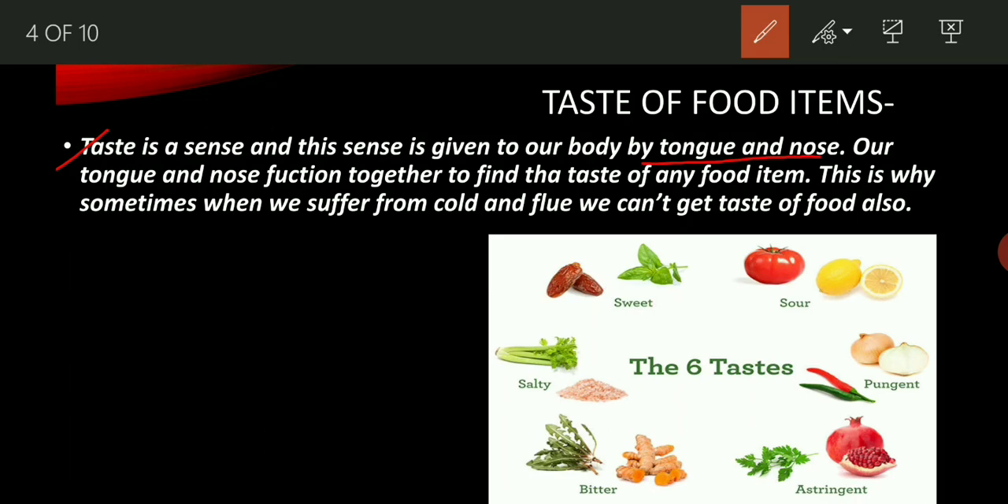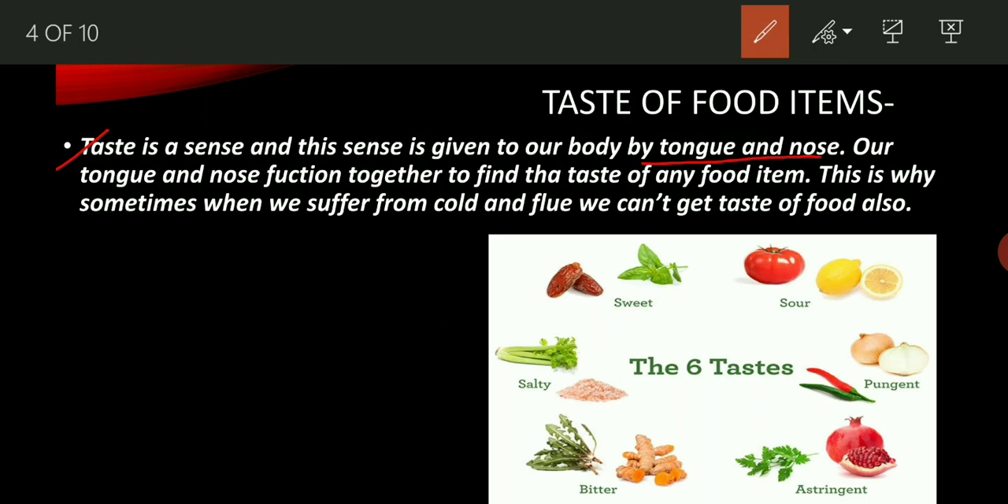Okay, this is the reason behind that you have often experienced in your daily life when you suffer from cold and flu, you are not able to get the taste of any food item. Do you know what is the reason behind that? The simple reason is that the tongue and nose work together. During flu or cold, our nose is not working properly, means it is not in proper function. At that time, we are not able to get the smell of any food items, and because of that, we are not getting the exact taste of any food items also.